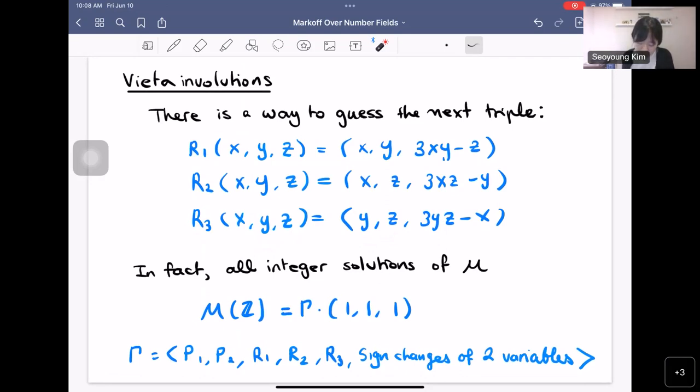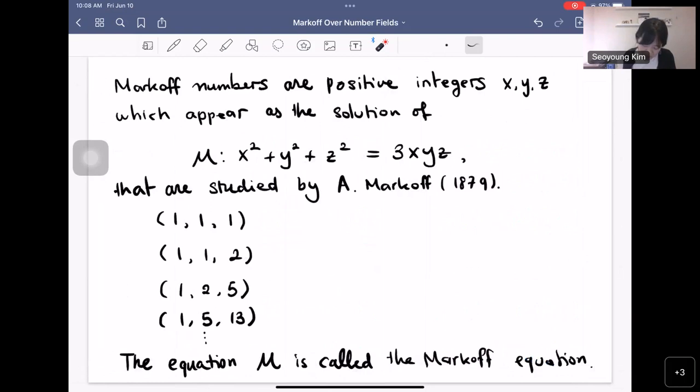Given that, let's look at the several examples that I mentioned on the first slide. It is not too surprising to go from 1, 1, 2 to 1, 2, 5. Given the point 1, 1, 2, the way to obtain the next solution is by taking the first coordinate as the same one, but sending your third coordinate to the second coordinate. Then in the second involution, to generate the coordinate, 3xz minus y, where x and z give 3 times 1 times 2, minus 1, will give you 5.